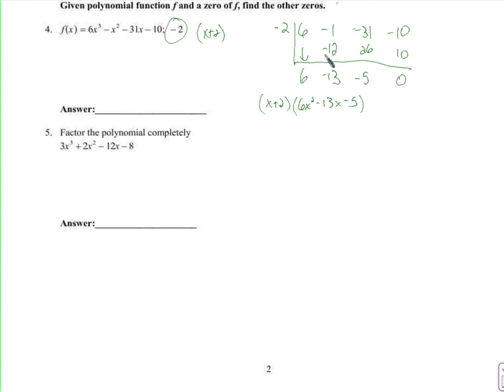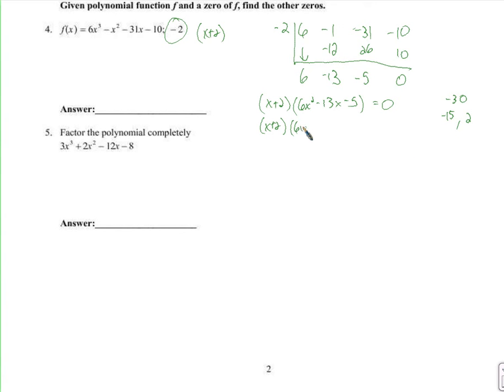Let's see, I'm trying to find the other 0. So I'm going to factor this guy, right? Have it set equal to 0. How will it factor? How about 6 times negative 5 is negative 30. Two numbers that add to negative 13 and multiply to negative 30 would be negative 15 and 2. Yeah, negative 15 and 2.